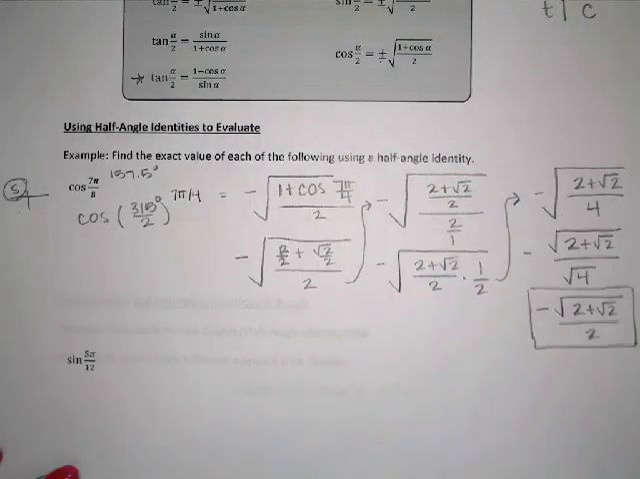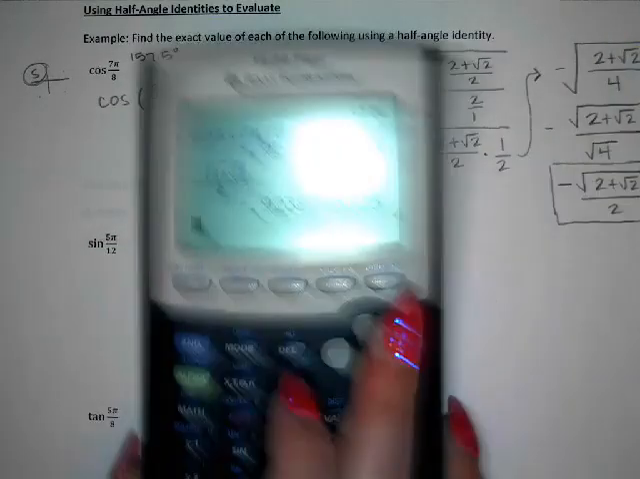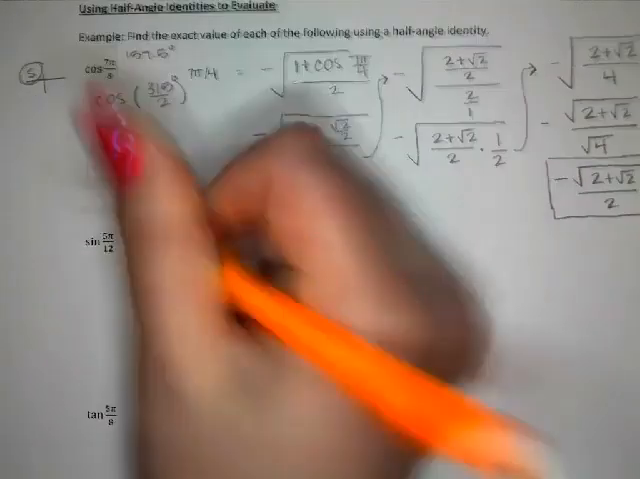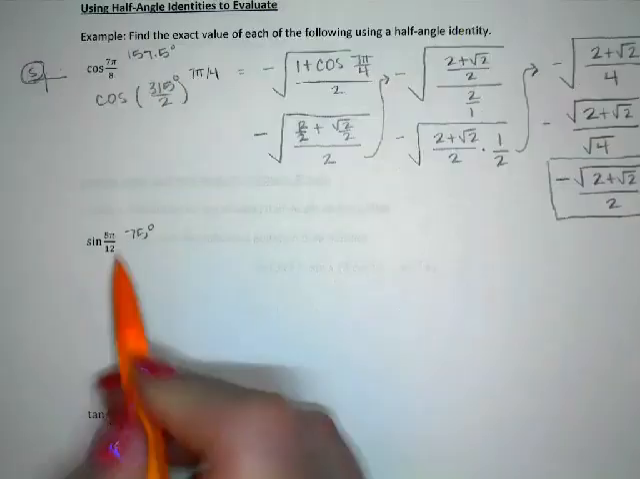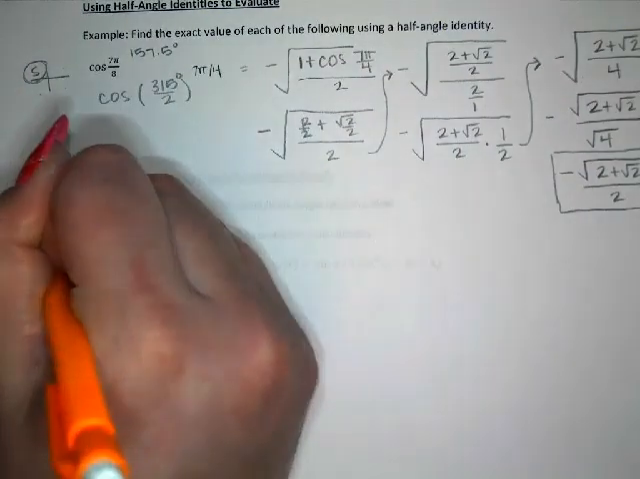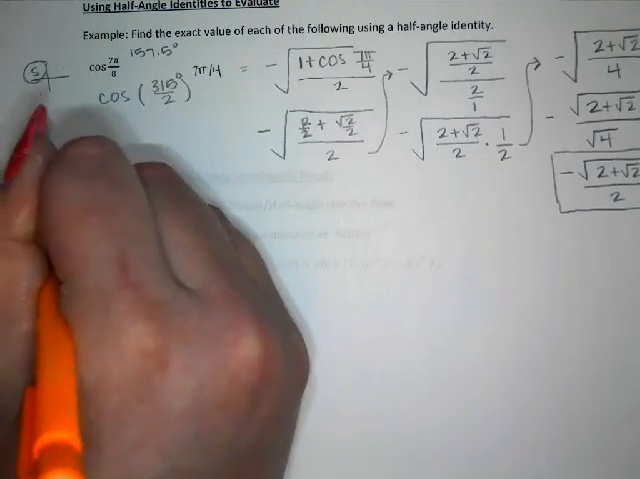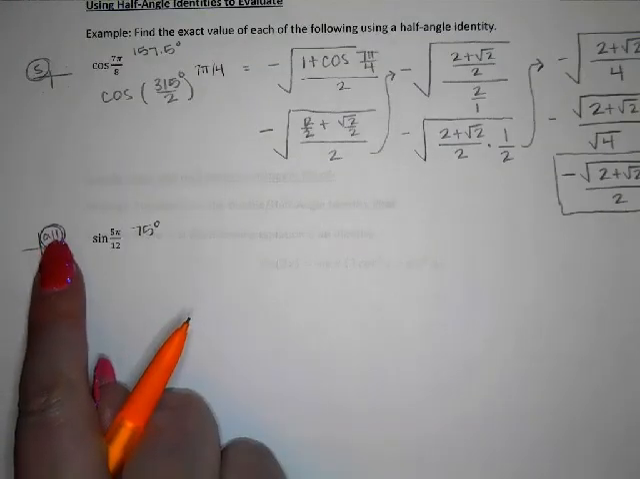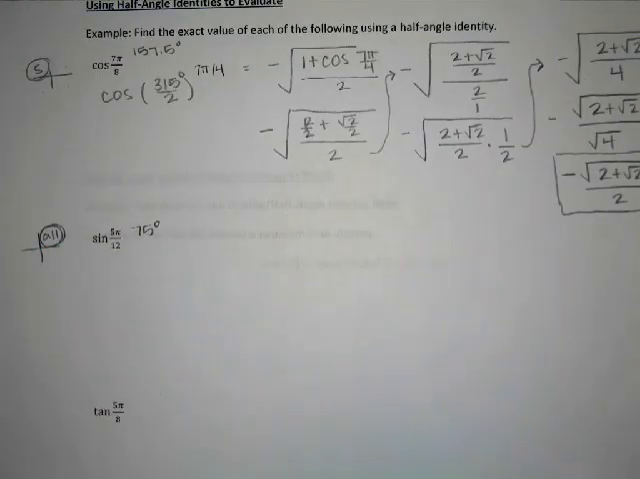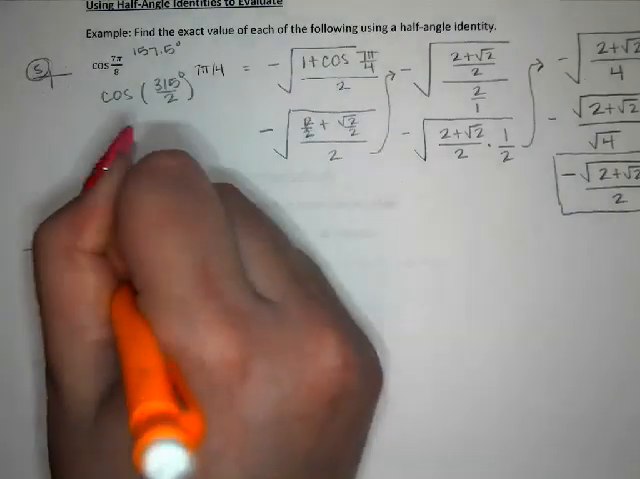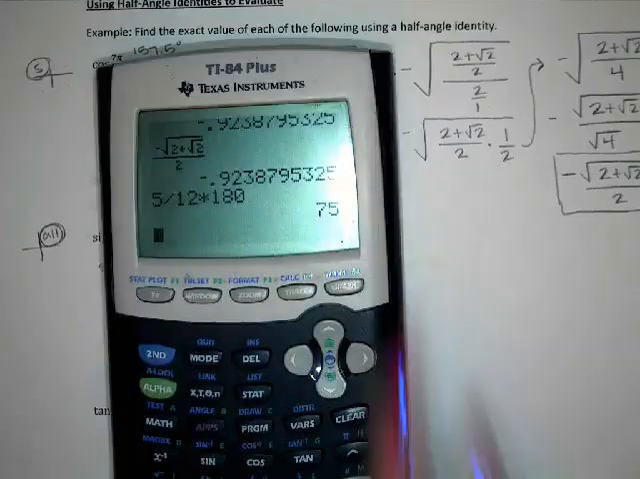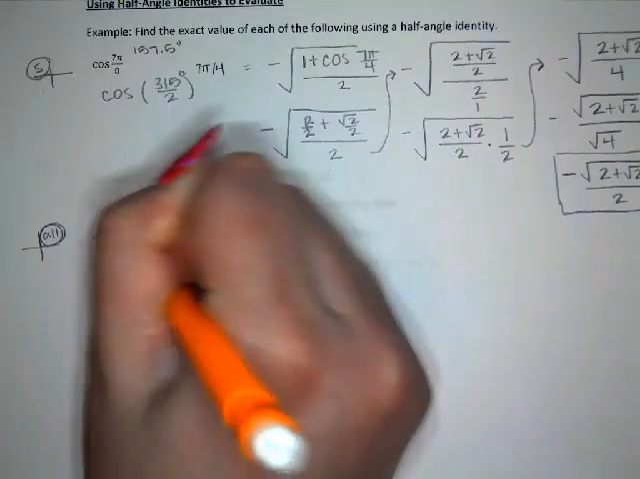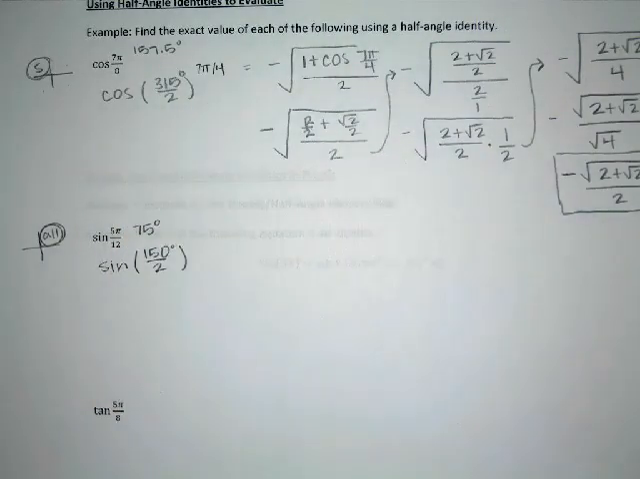So sine of 5 pi over 12. I'm going to find the degree measure of that, 75 degrees. Okay, 75 degrees is in quadrant 1. And in quadrant 1, all of the ratios are positive, which means that sine is going to be positive. And so I'm going to be doing sine, double of 75 is 150. I'm going to be doing sine of 150 divided in half for my half angle formula. And 150 is 5 pi over 6.